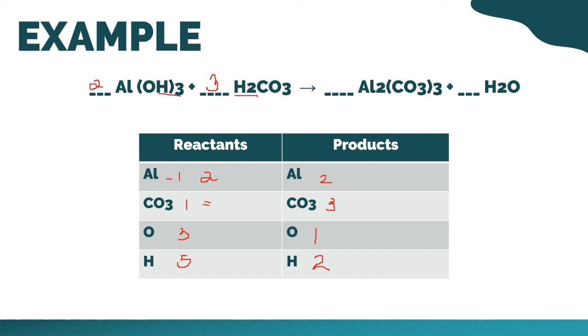Now, bilangin po ngayon natin ang number of atoms. So, meron kang dalawa ngayon dito na aluminum. Then, bilangin po natin yung carbonate. Meron kang 3. Bilangin natin yung hydrogen. 3 times 2, you have 6. Then, you have here 3 times 2 is you have 12. Okay, 12 po ngayon ang inyong hydrogen.